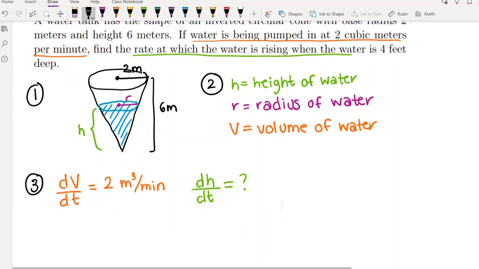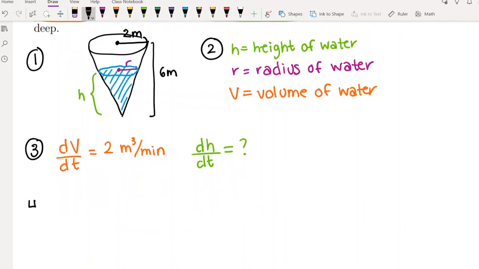Okay, so the next step is to write down an equation relating the quantities in step 2. I wouldn't expect you to know this off the top of your head, but the equation that relates the volume, radius and height of a cone like this one is that the volume is equal to 1/3 times pi times the radius squared times the height. That's the formula for the volume of a cone.